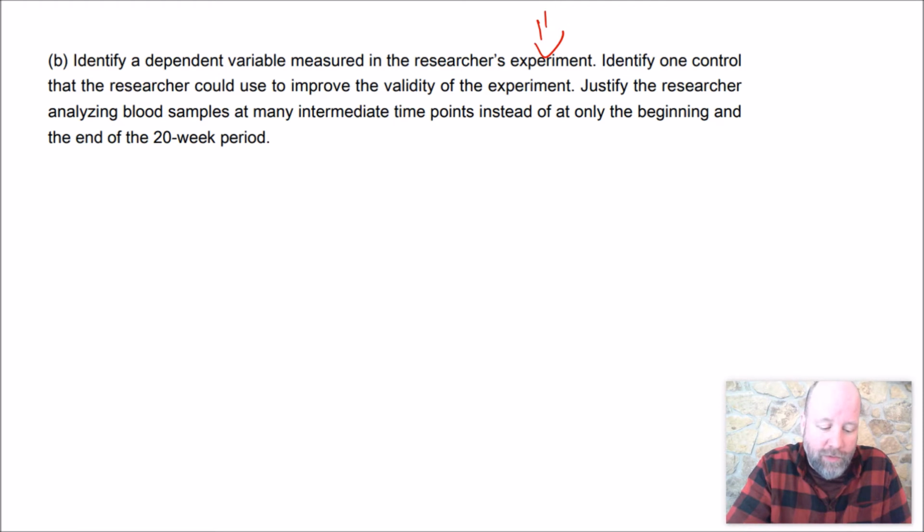Identify one control that the researcher could use to improve the validity of the experiment. Control's not too bad either. That should be easy to find. We'll look at the data. Justify the researcher analyzing blood samples at many intermediate time points instead of only at the beginning and at the end of the 20-week period.